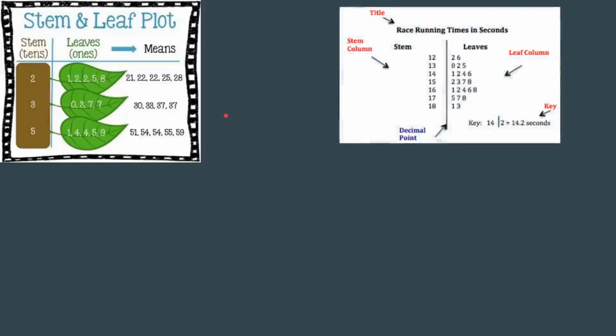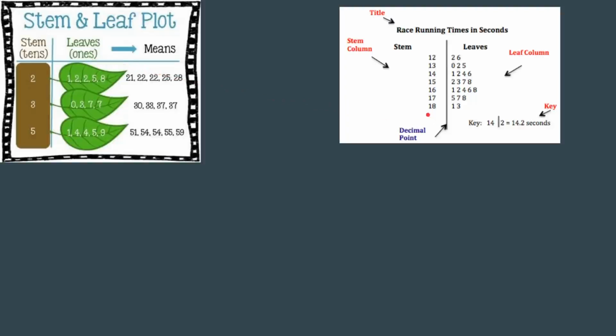So what makes a good stem and leaf plot? You need a title, a stem column, and a leaf column, and a key. The key is so important. I know this one didn't have a key, but I showed you this one just so you could see it with like a visual representation. But it does say tens and ones, which is kind of like a key.